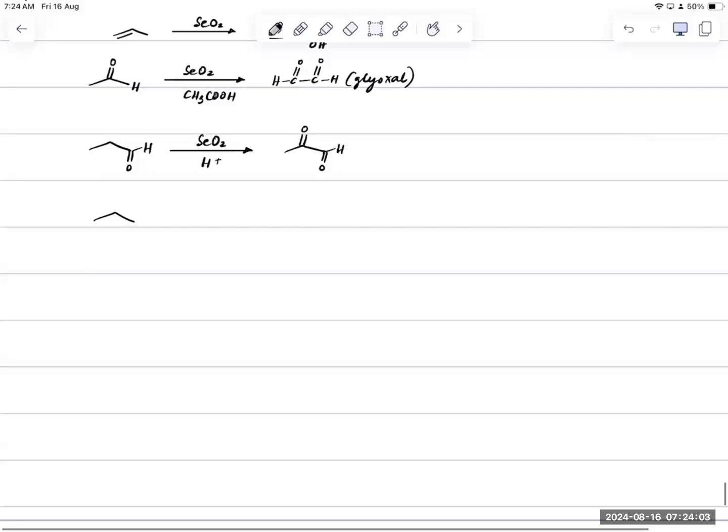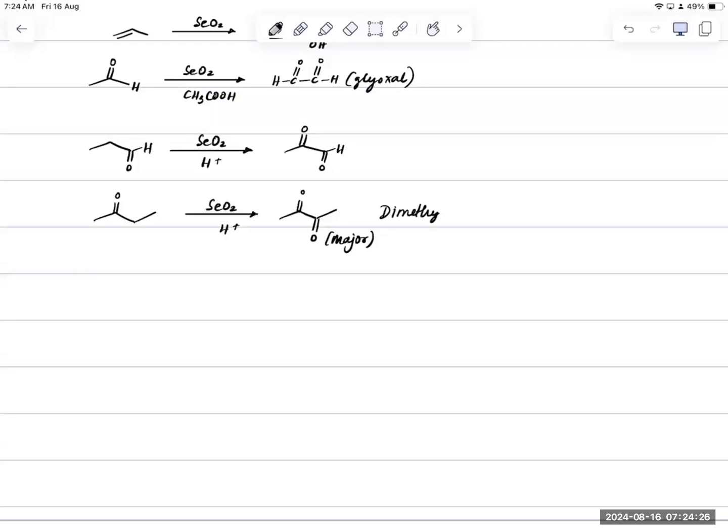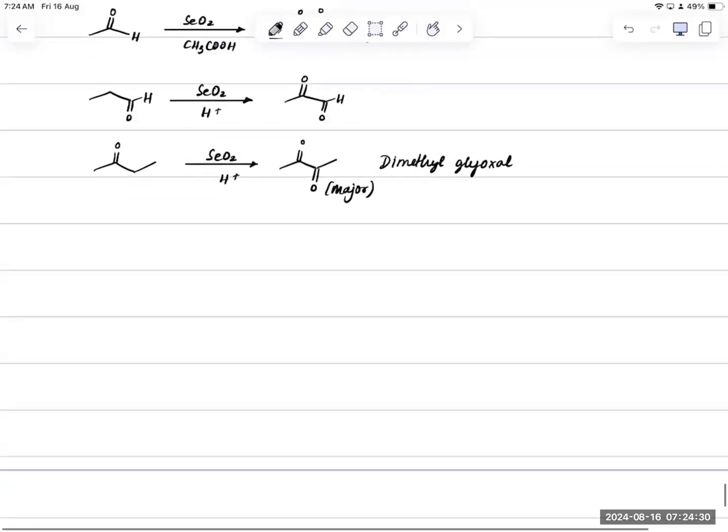Suppose I take a ketone with a double bond like this, and selenium dioxide is used. This will always oxidize on the more substituted side. This will be the major product, though it could have happened on either side. So this is dimethyl glyoxal. Dimethyl glyoxal. Got it?